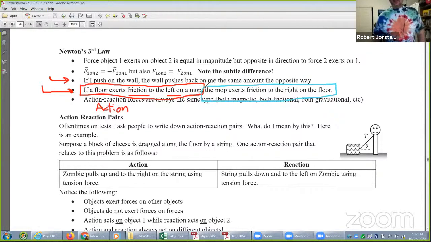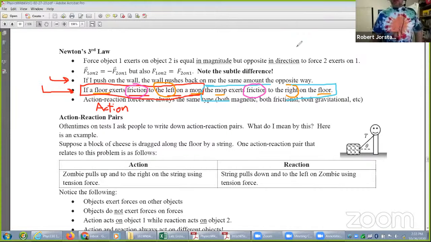And if you get used to this, it's really easy to do. What you do is, notice the objects are the same. You have a mop and you have a floor. Those are the two objects, mop and a floor. Now, the direction changes, to the right, to the left. That's pretty easy. And the type of force doesn't change. Friction is still friction. If you get used to this, where the objects and the type of force do not change, only the direction does, these are easy. If you do not get used to that, you will suffer.